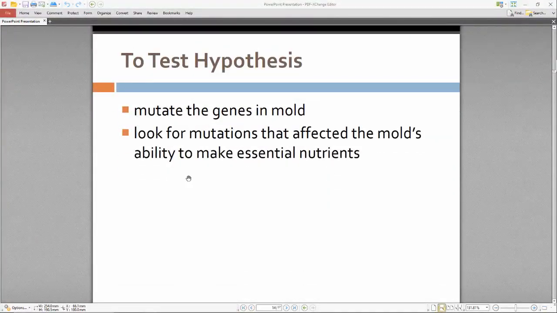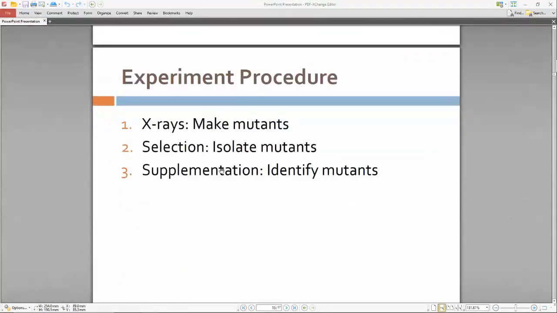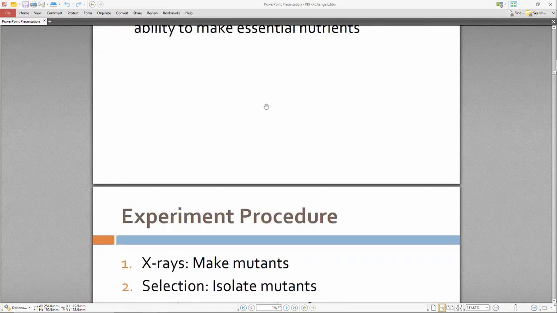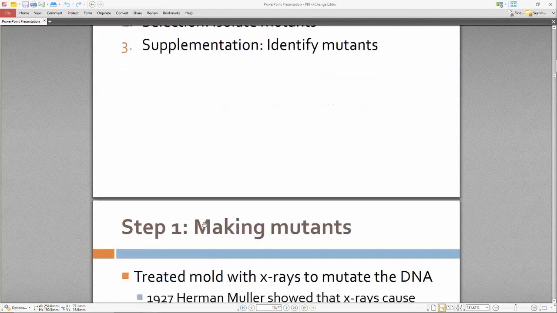So what did they do to test this hypothesis? First of all, they mutated the genes in the mold. Then they looked for mutations that affected the mold's ability to make the essential nutrients, and then they took it one step further from there. They used X-rays to mutate the genes and create mutants. They used a specific selection process to isolate mutants, and then they created a process to identify mutants based on what nutrients they needed.